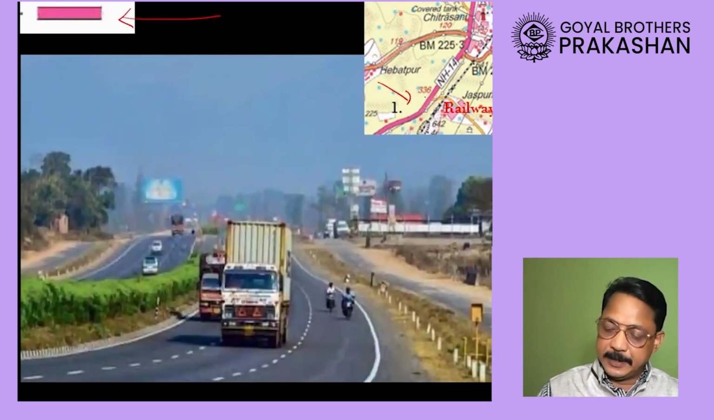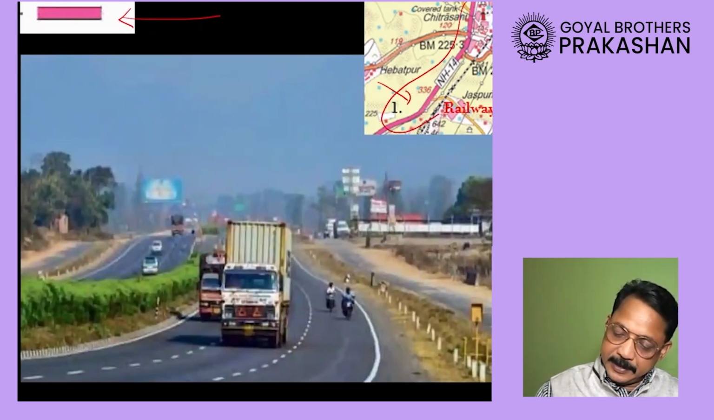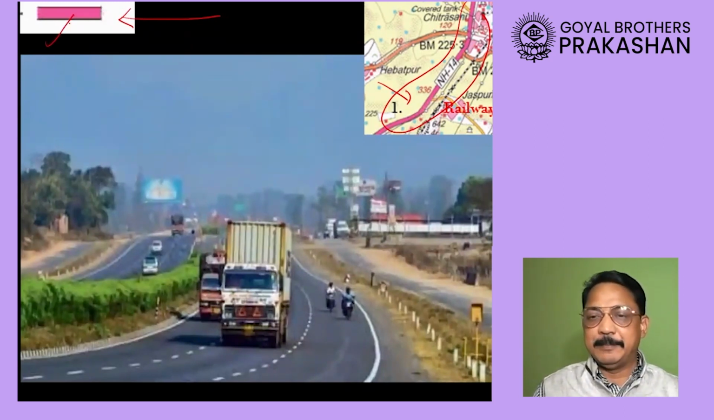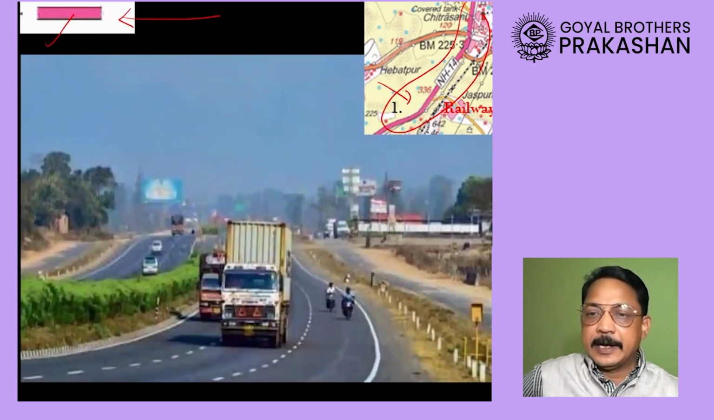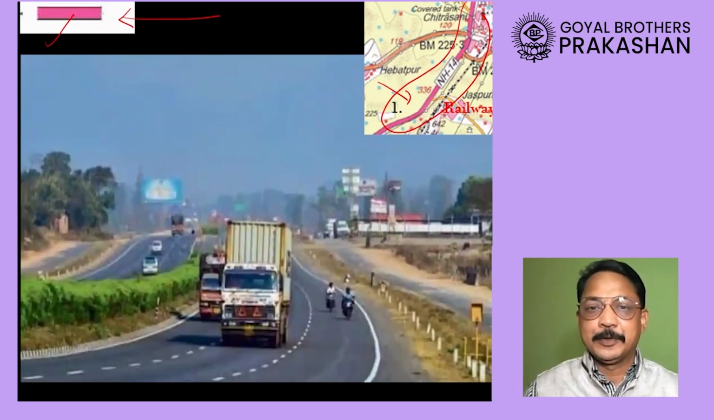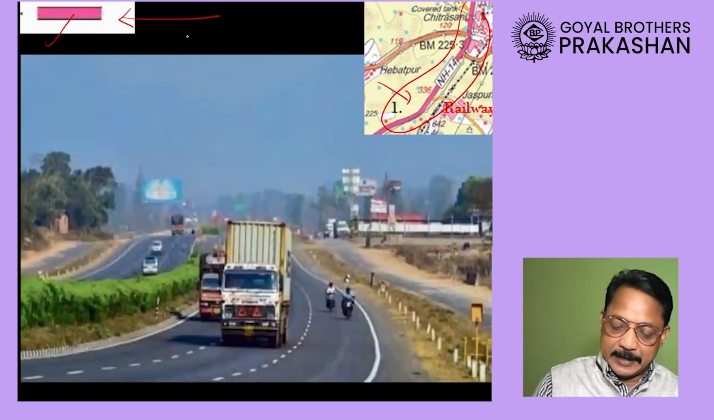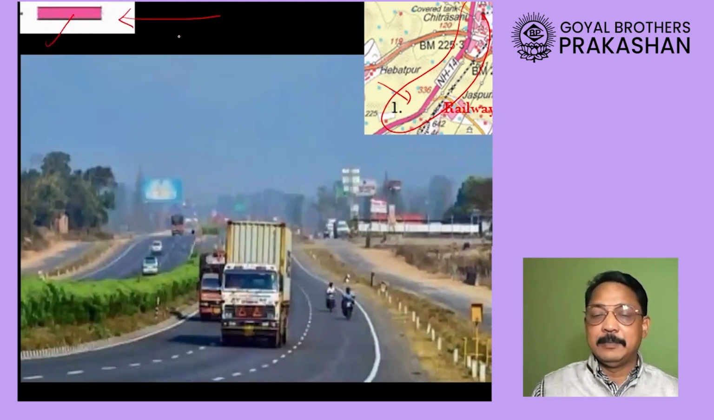Look in the top right corner. Here it is written NH40. So this magenta color in a topography map indicates a national highway. National highways are those highways which connect the capitals of the states, ports, and major cities, not only in a state but also in a country. They are connected with one another by national highways, and magenta color on a map indicates a national highway.